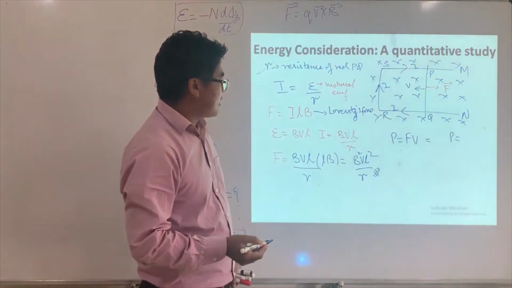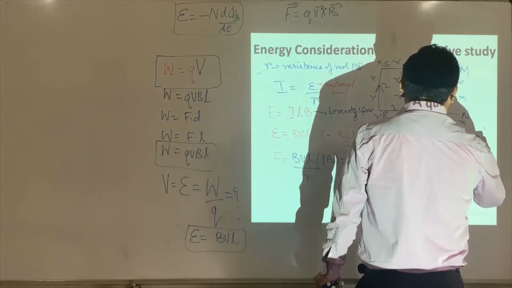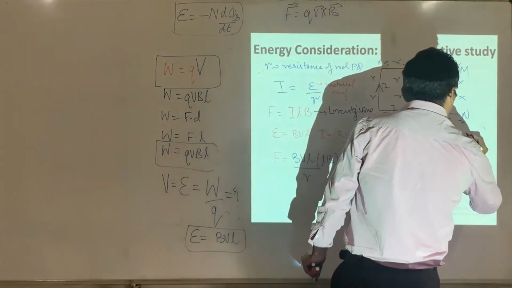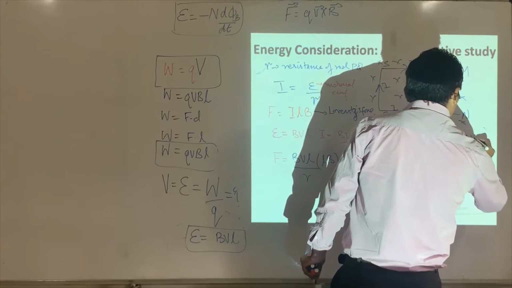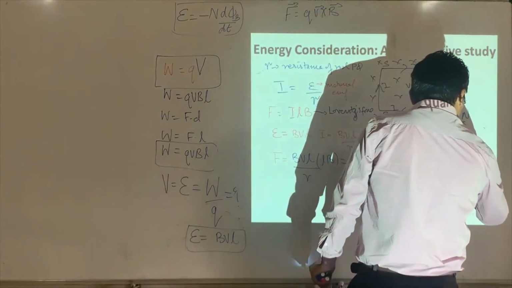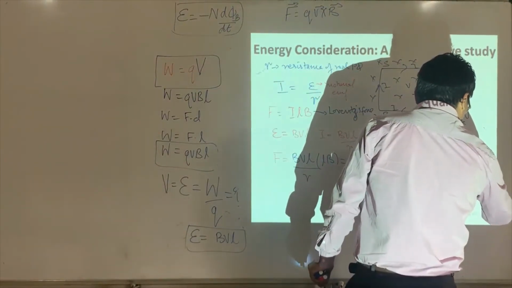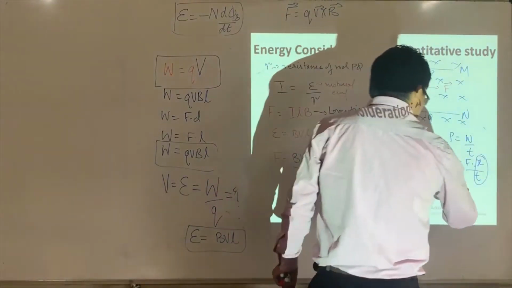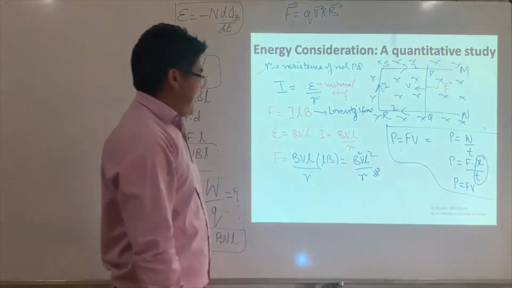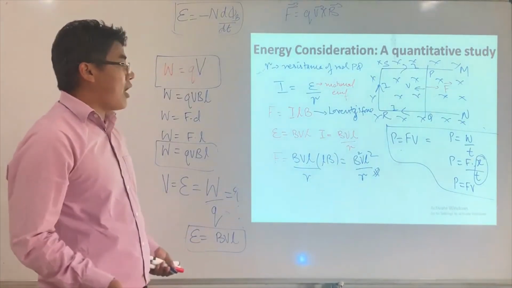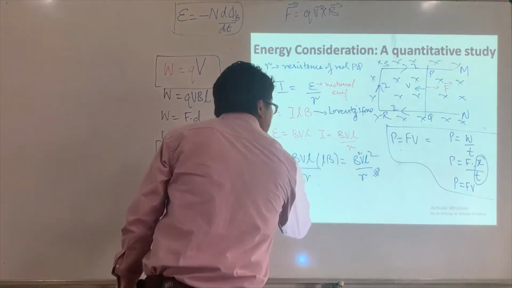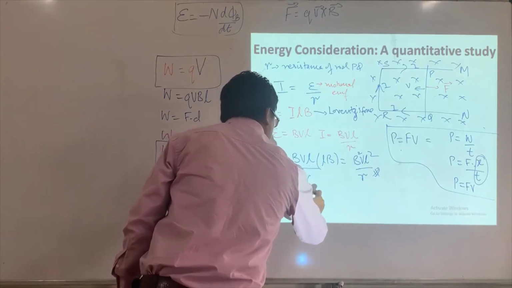What is power? Power is the rate of doing work. So what is work? Force into distance. Let's say distance x and time t, and x by t is going to be the velocity. So power is equal to F V. This is just the recapitulation of class 11. This tells you how P is equal to F V.